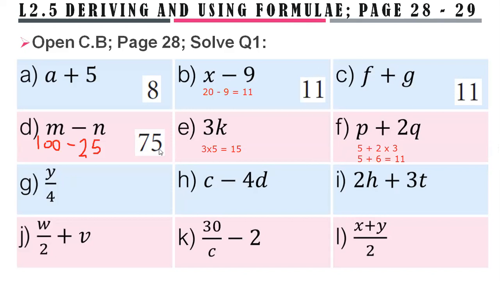Y over 4 when y equals 32. So 32 divided by 4, 8. Excellent.